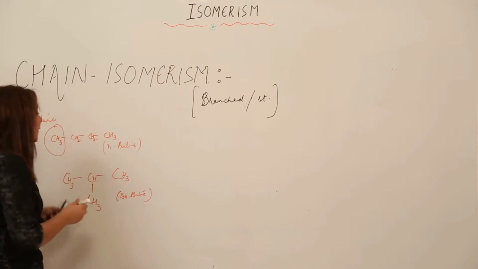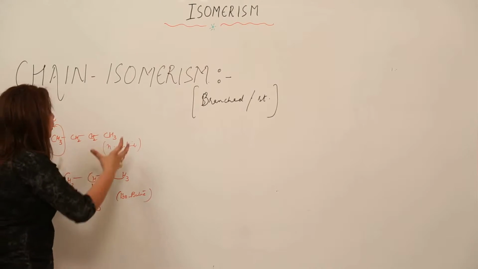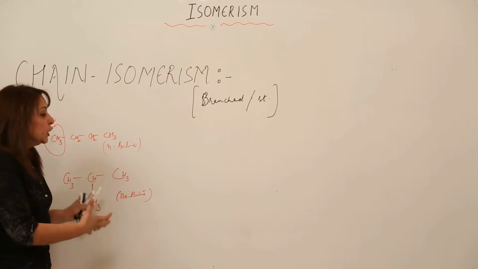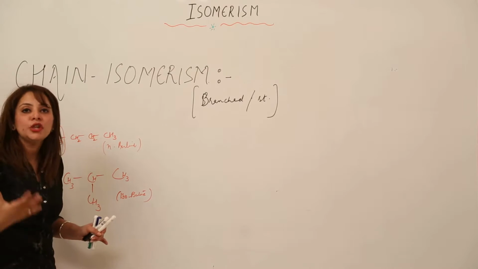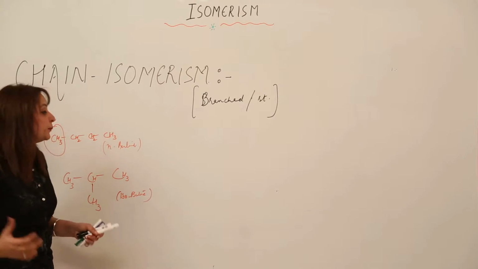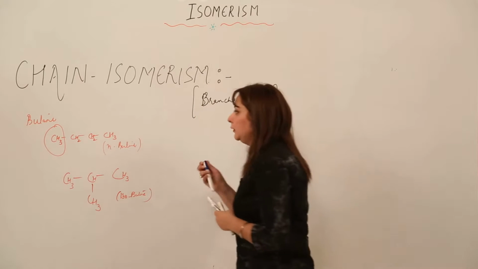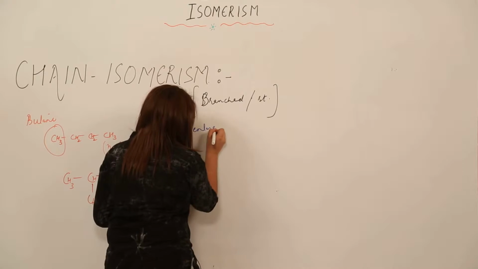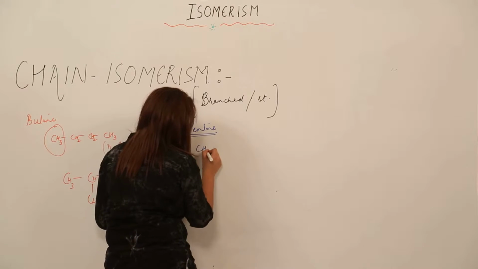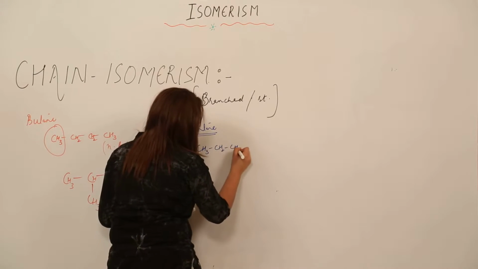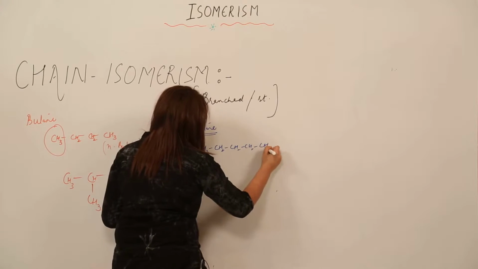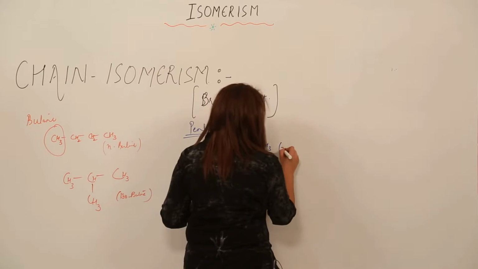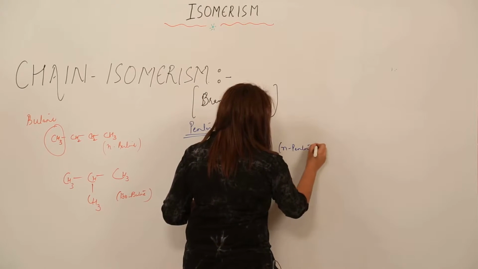So as you can see, they just differ in the nature of the carbon chain. Here it was straight and here it becomes branched, right? So that means they exhibit the property of chain isomerism, right? Suppose one more example, suppose I have pentane. So what is the structure of pentane? We know that we have 5 carbons in a parent chain, right? So this is normal pentane, the straight chain compound.